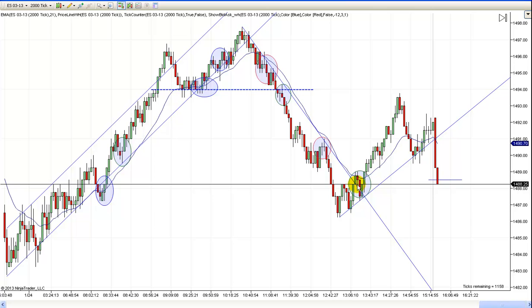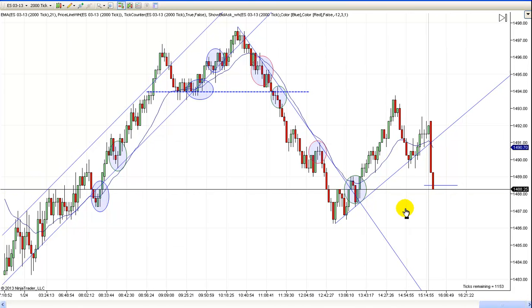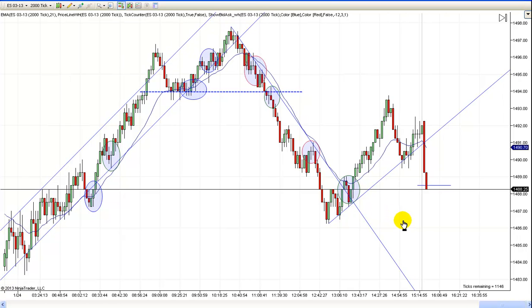I drew this in green for a couple of reasons. One, because it's not a great short, because there's not a good setup here. You got two overlapping bars, and this one was a doji. But when the market's this weak, a two-legged pullback to the EMA is almost a gimme. These things very rarely, if ever, fail. And this one failed.